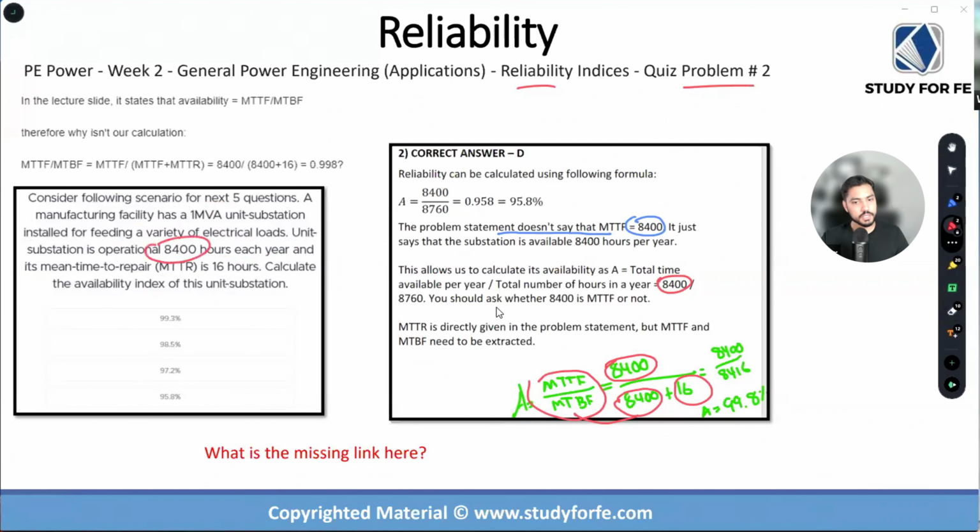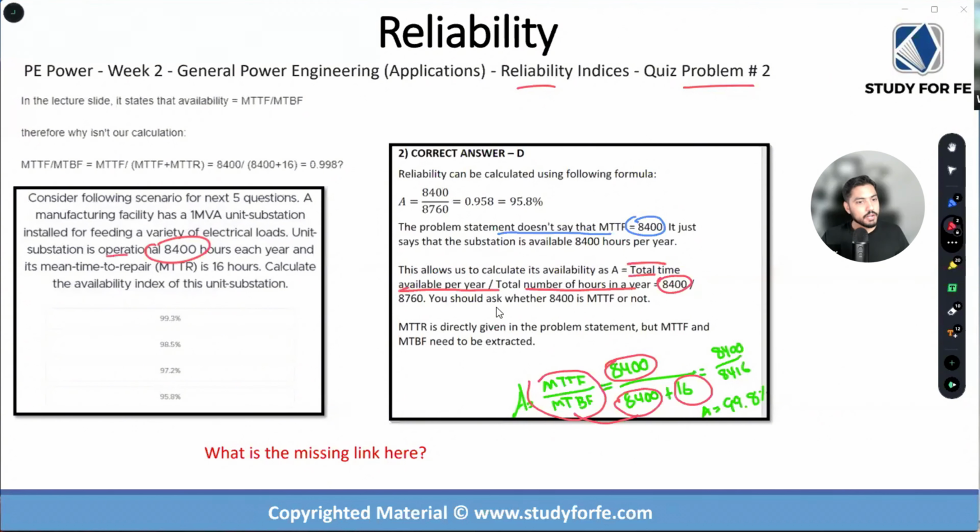Okay. What is availability? Availability is simply total time available per year, divided by total number of hours in a year. So this is where your conceptual understanding comes into play. Either you can get into a tunnel vision, plug and chug, give me the equation, give me the numbers. I'm going to plug the numbers in, use the variables, and spit out an answer without thinking about the complete scenario. Okay, guys? Is it making sense?